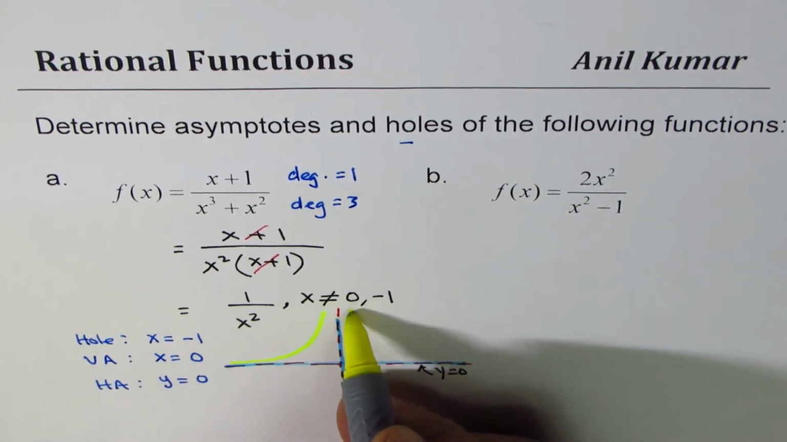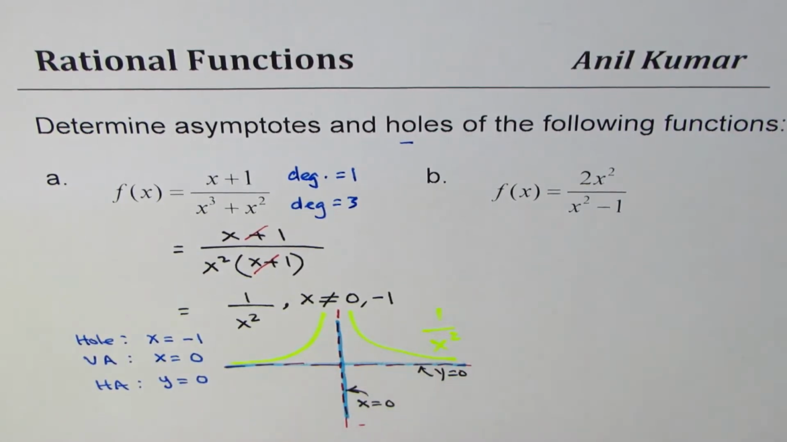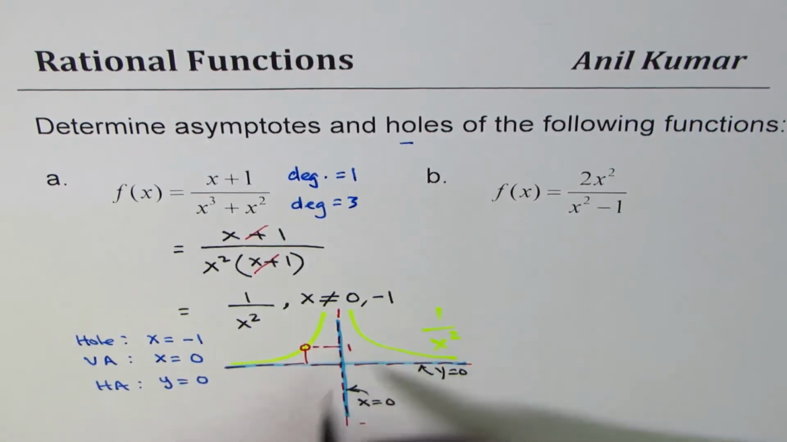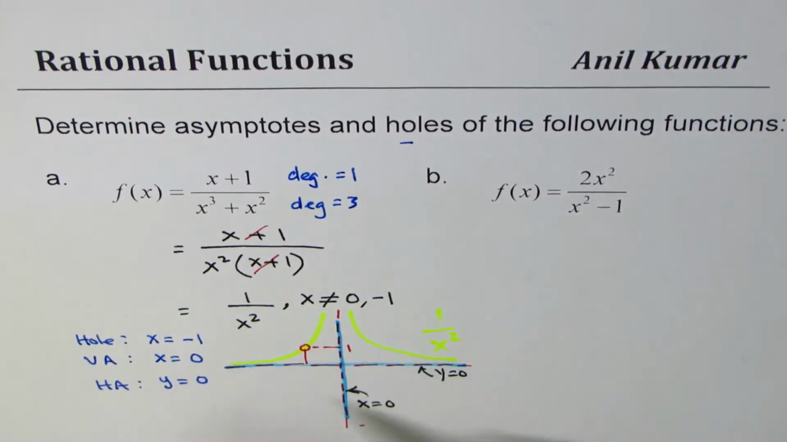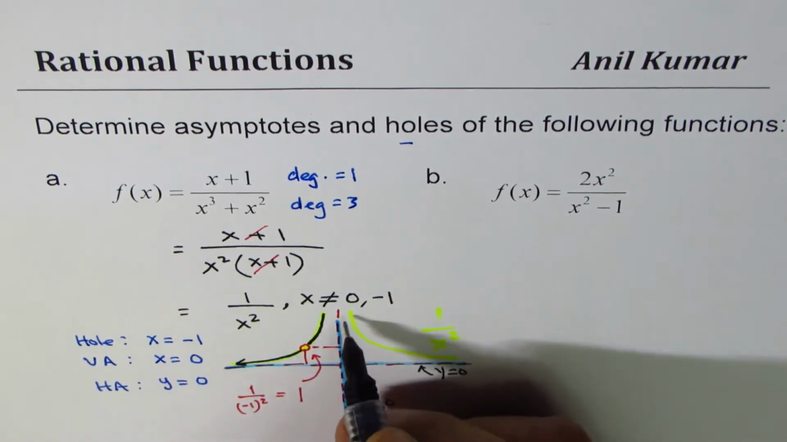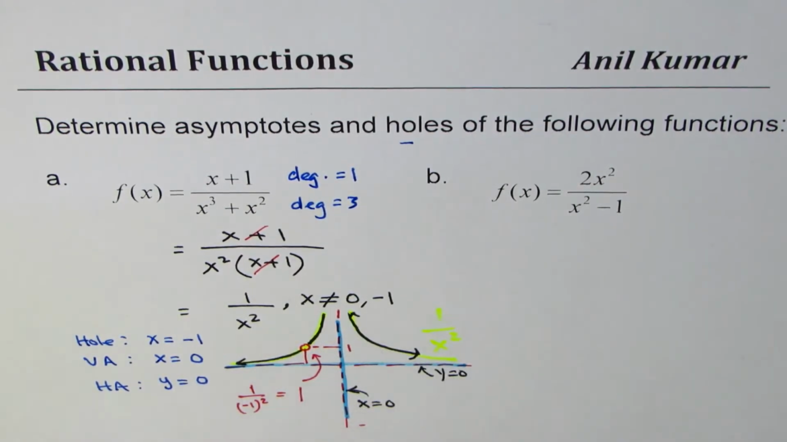This is 1 over x squared, with a hole at x equals minus 1. So at minus 1, there's a hole, and the value is 1. Do you see? If I put minus 1 here, that is 1 over minus 1 squared, which will give me 1. So this is that hole. So the function could be sketched as this: horizontal asymptote, vertical asymptote, and a hole.